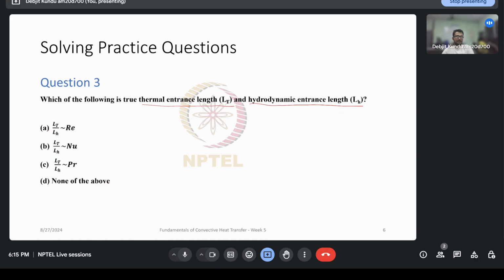So option A says it should be that LT over LH is proportional to Reynolds number, Re. Option B says that it should be proportional to the Nusselt number, Nu. And option C says that this ratio, LT over LH, should be proportional to Prandtl number, Pr. Or is it option D, that is none of the above, that none of these three relations given above is true?